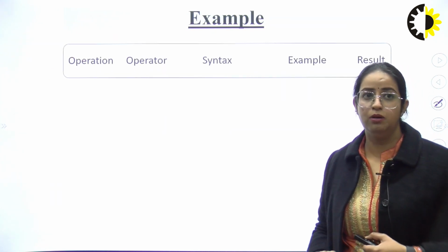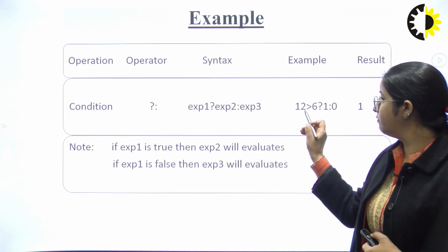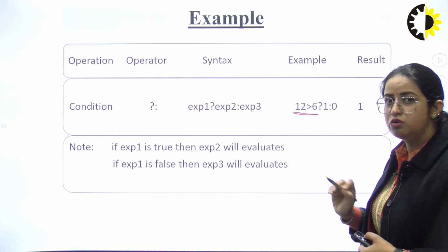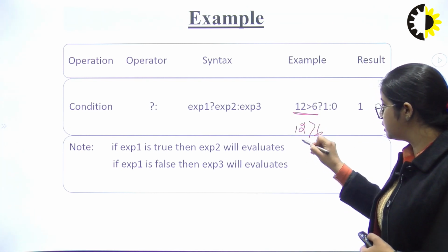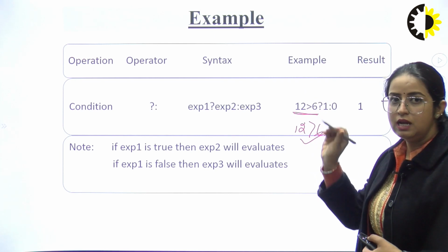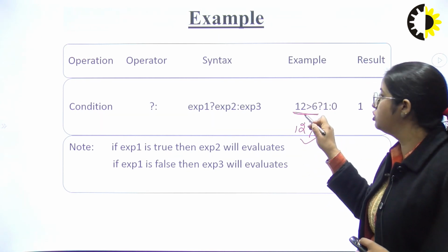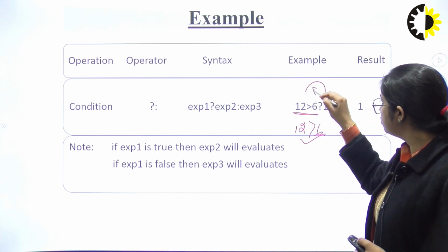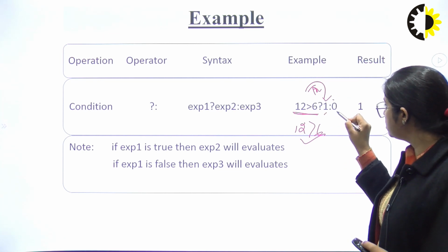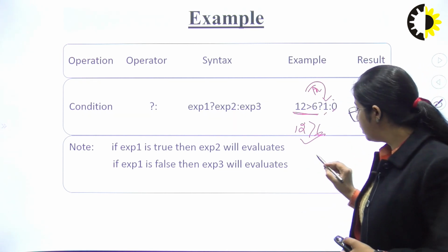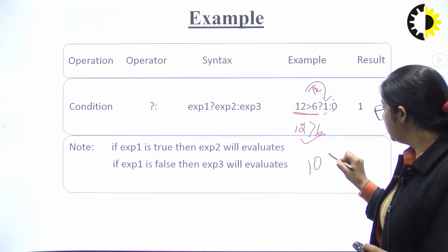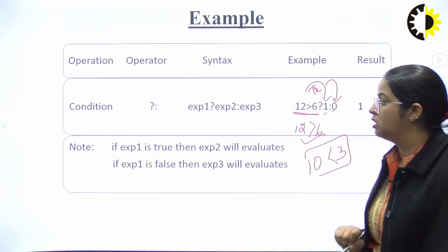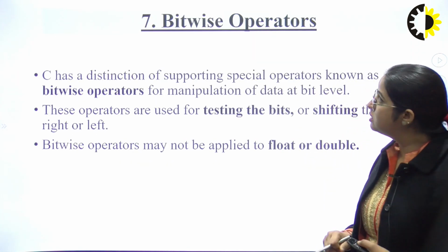Let's see an example. Suppose you give the condition 12 is greater than 6. Is the condition true or false? Yes, we know 12 is greater than 6, so the condition is true. In expression 1 you can take any expression. If the condition is true, it will give you expression 2, so if it is true it gives 1, and if it is false it gives 0. Suppose I take another example, 10 is greater than 3 being false, then it will give you the output 0.